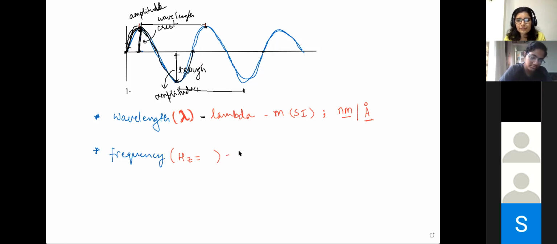Let me just write it down. Frequency is the number of waves. When I say the number of waves, I mean the number of cycles that this goes through. So this is one cycle, this is one cycle. If you measure how many of these cycles this thing goes through in 1 second, that's the number of waves in 1 second. So that's frequency.